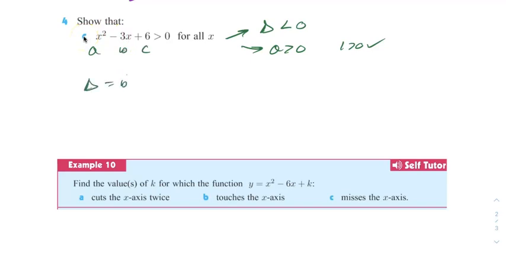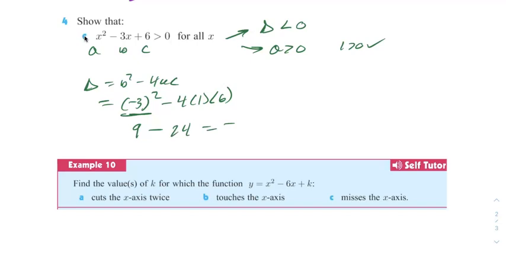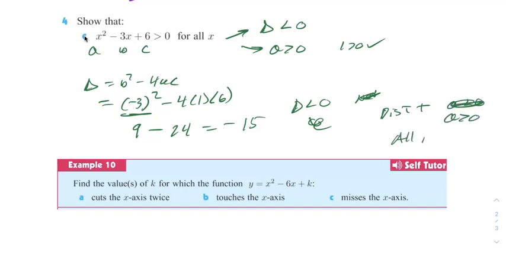So here's a, b, c. The discriminant is b squared minus 4ac. So I get negative 3 squared minus 4 times 1 times 6. 3 squared is 9 minus 24, so I get negative 15. So the discriminant is less than 0, so there are no real solutions. And I would say the discriminant is less than 0 and a is greater than 0, so this is always positive. So something like that.